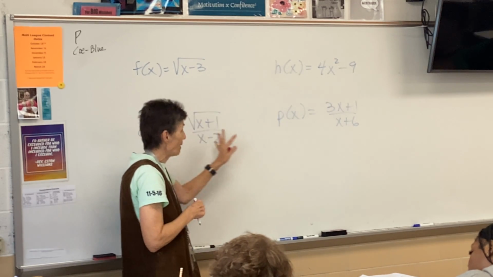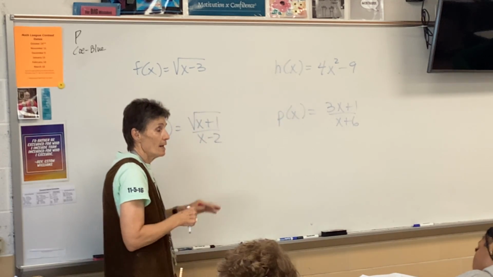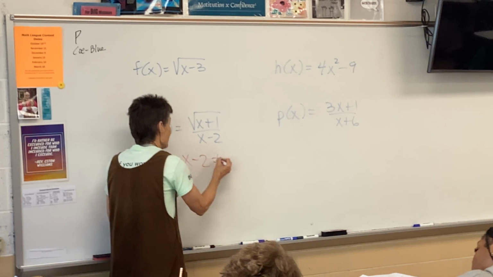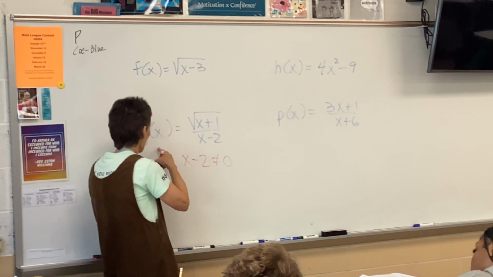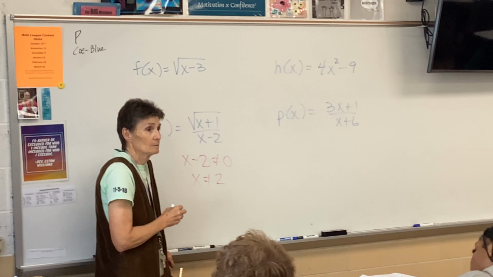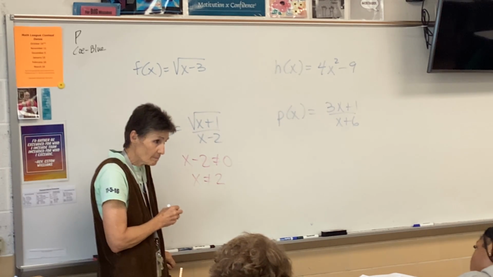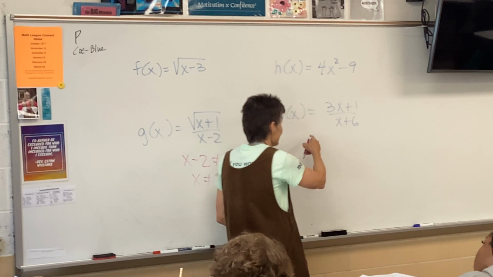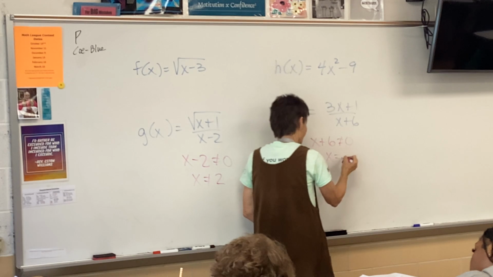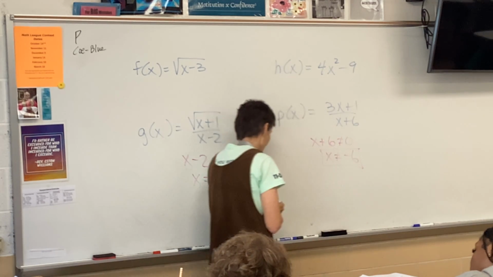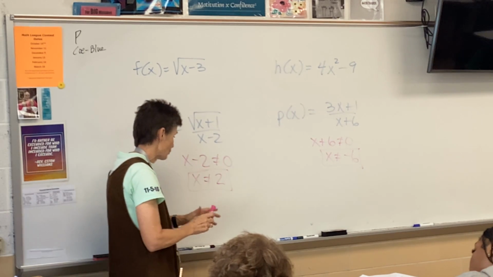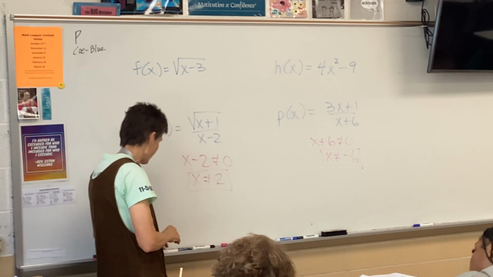So I'm gonna look at my 4 domain problems, and you just told me if you have a denominator, it can't be 0. So for problem B, x cannot be 2. And then D has a denominator. So for problem D, x cannot be negative 6. Now, I haven't done any final answers yet. I'm just working through my rules.